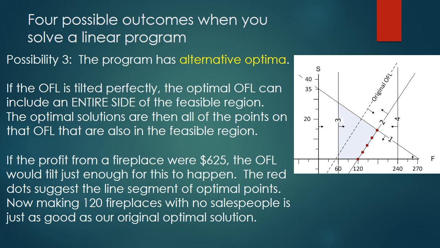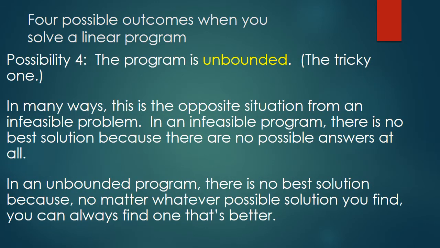The last possibility is that the program is unbounded, and this is the one that you have to be a little careful with. An unbounded program is really the opposite of an infeasible program. In an infeasible program, there isn't any best solution because there aren't any answers at all to the problem that are possible. In an unbounded program, in some senses, there's too many solutions. No matter what answer you find, you can always find one that's better.